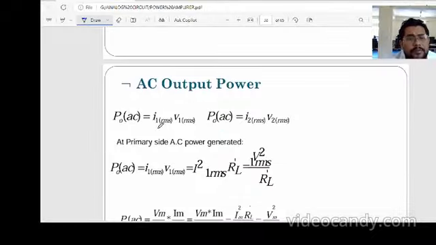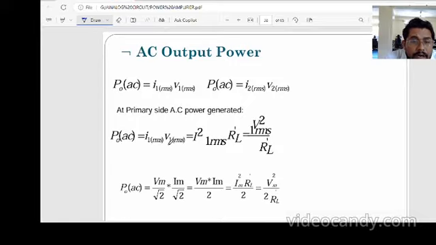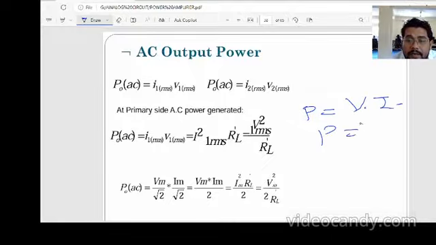For AC power, we know the AC power comes from V1 RMS into I1 RMS, at the primary level for the AC circuit. We can also write the power formula. There are two power formulas. First, voltage into current. Another formula follows I square into R, where R is the load. Same concept.